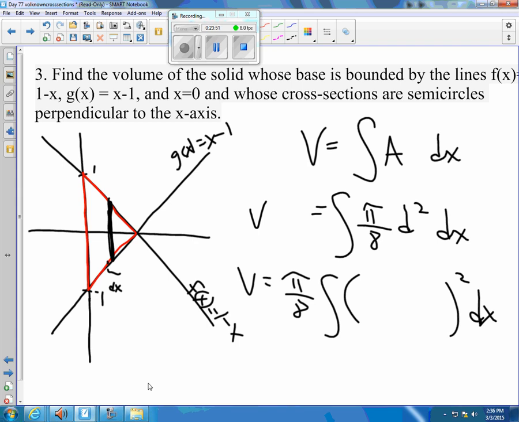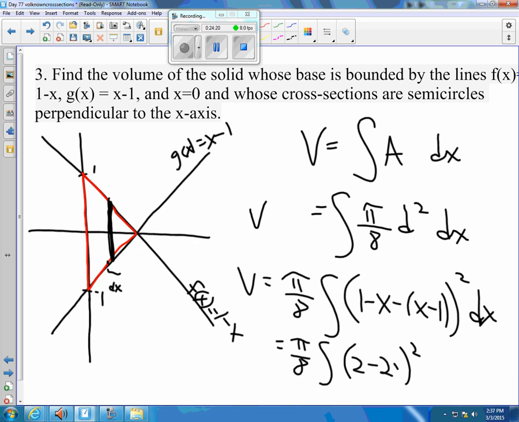So we're going to use y top minus y bottom. Y top equals 1 minus x. Y bottom is equal to x minus 1. And so if we just clean that up in there before we square it, we have 1 minus -1, so that's 2. And we have a negative x minus 2x. So our integrand is going to be the square of 2 minus 2x.